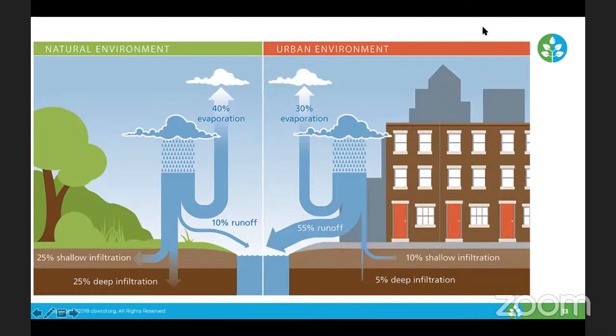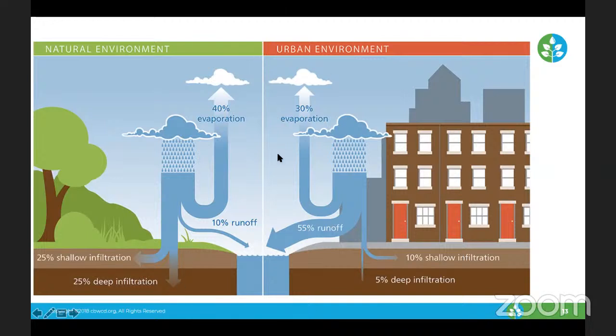So for the natural environment, traditionally in our area before it was urbanized, and this goes for all naturalistic areas, when we have rain, 40% would evaporate, 10% would run off, 25% would infiltrate as shallow infiltration, which is beneficial to the plant material, and then 25% would be deep infiltration, which would have that water pass through the soil and get collected in these aquifers.